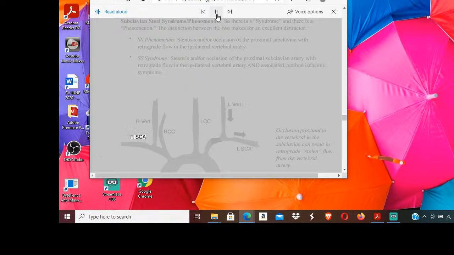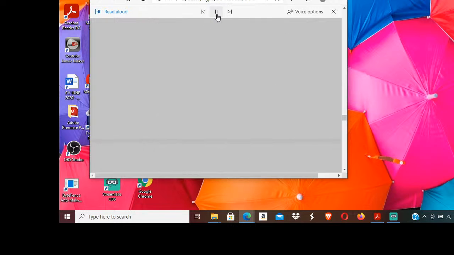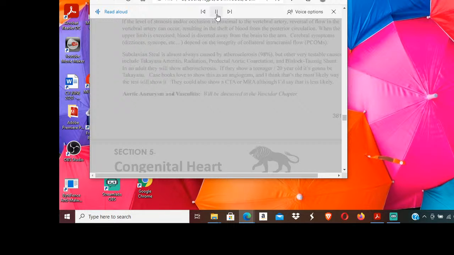Left vertebral: RSCA occlusion proximal to the vertebral in the subclavian can result in retrograde stolen flow from the vertebral artery. If the level of stenosis and/or occlusion is proximal to the vertebral artery, reversal of flow in the vertebral artery can occur, resulting in the theft of blood from the posterior circulation. When the upper limb is exercised, blood is diverted away from the brain to the arm. Cerebral symptoms, dizziness, syncope, etc., depend on the integrity of collateral intracranial flow, PCOMs.